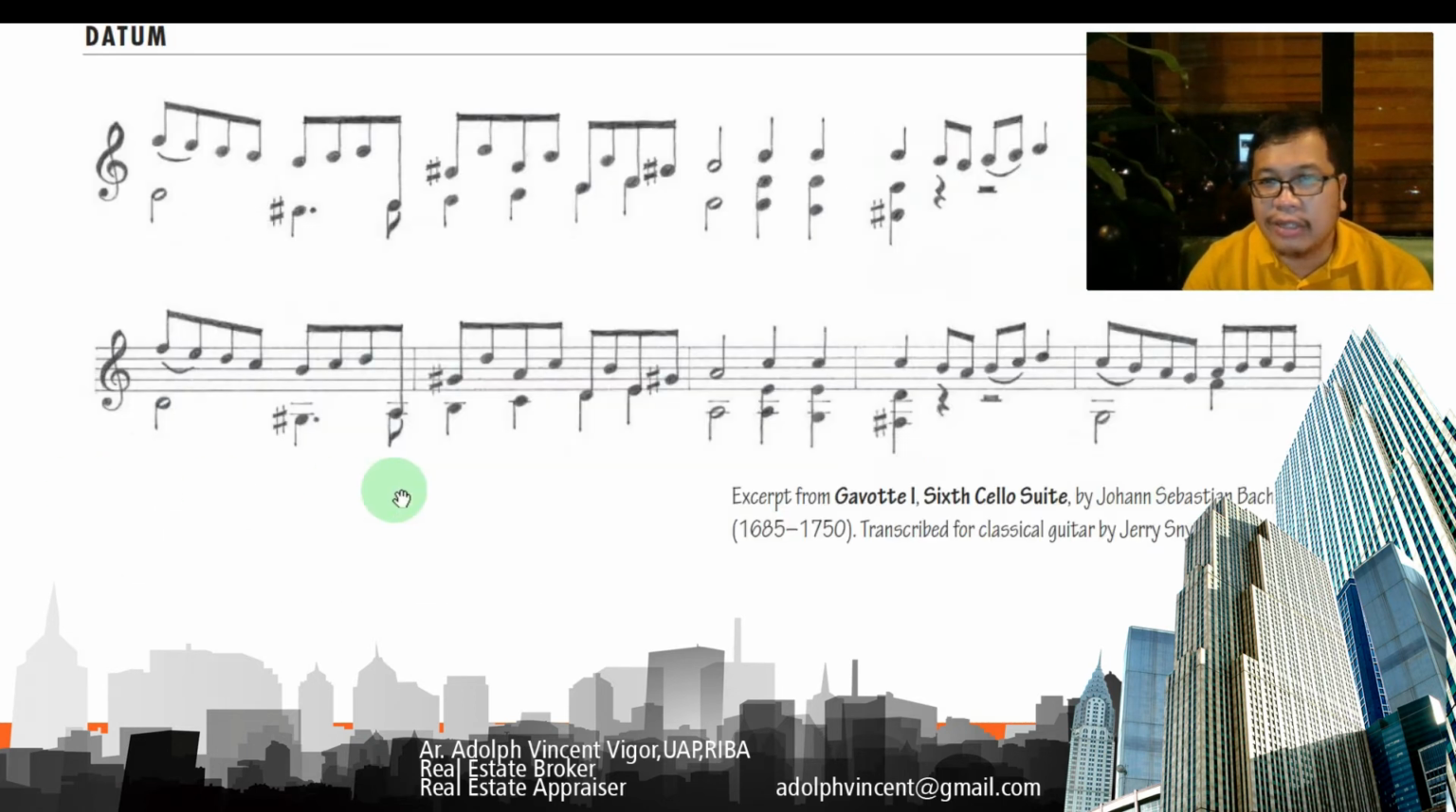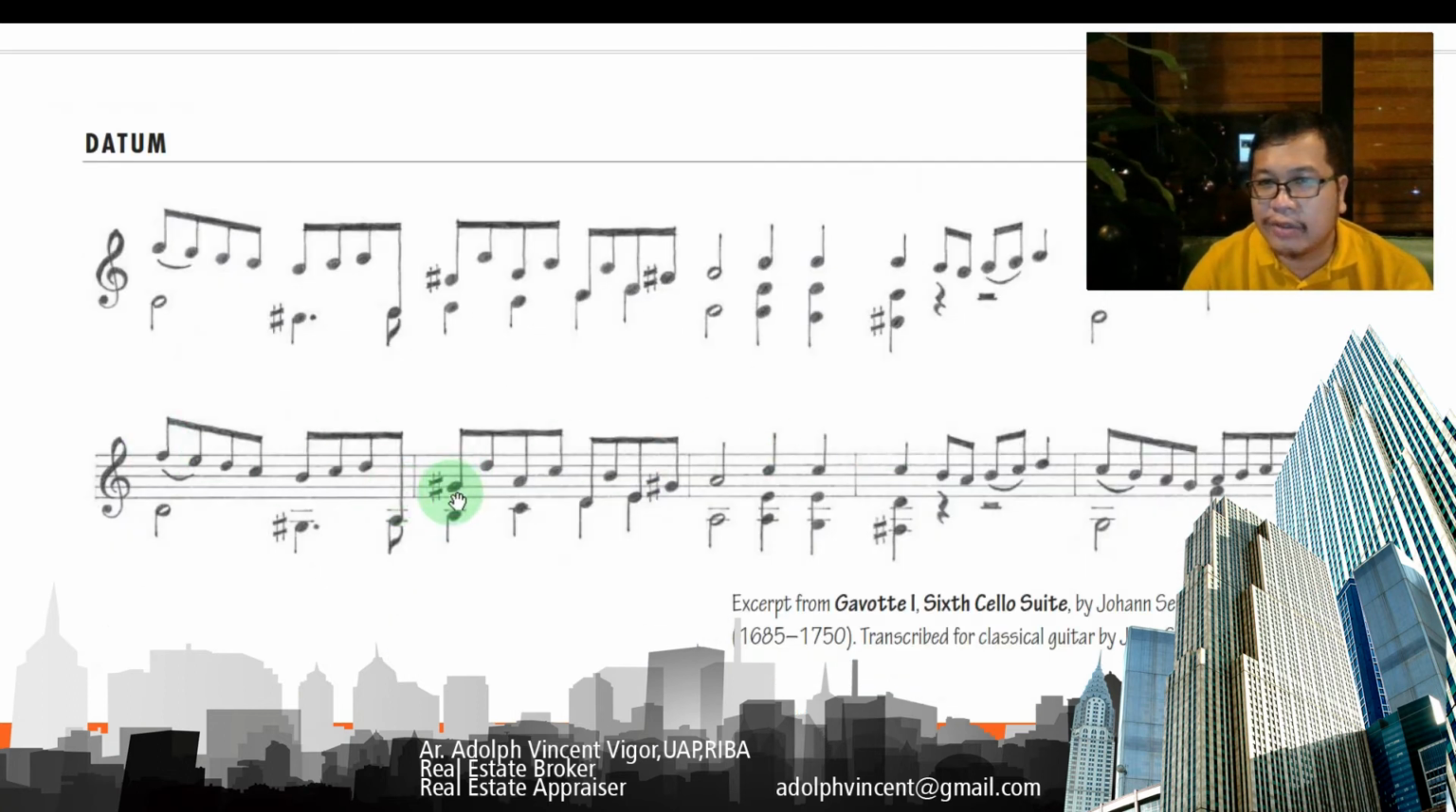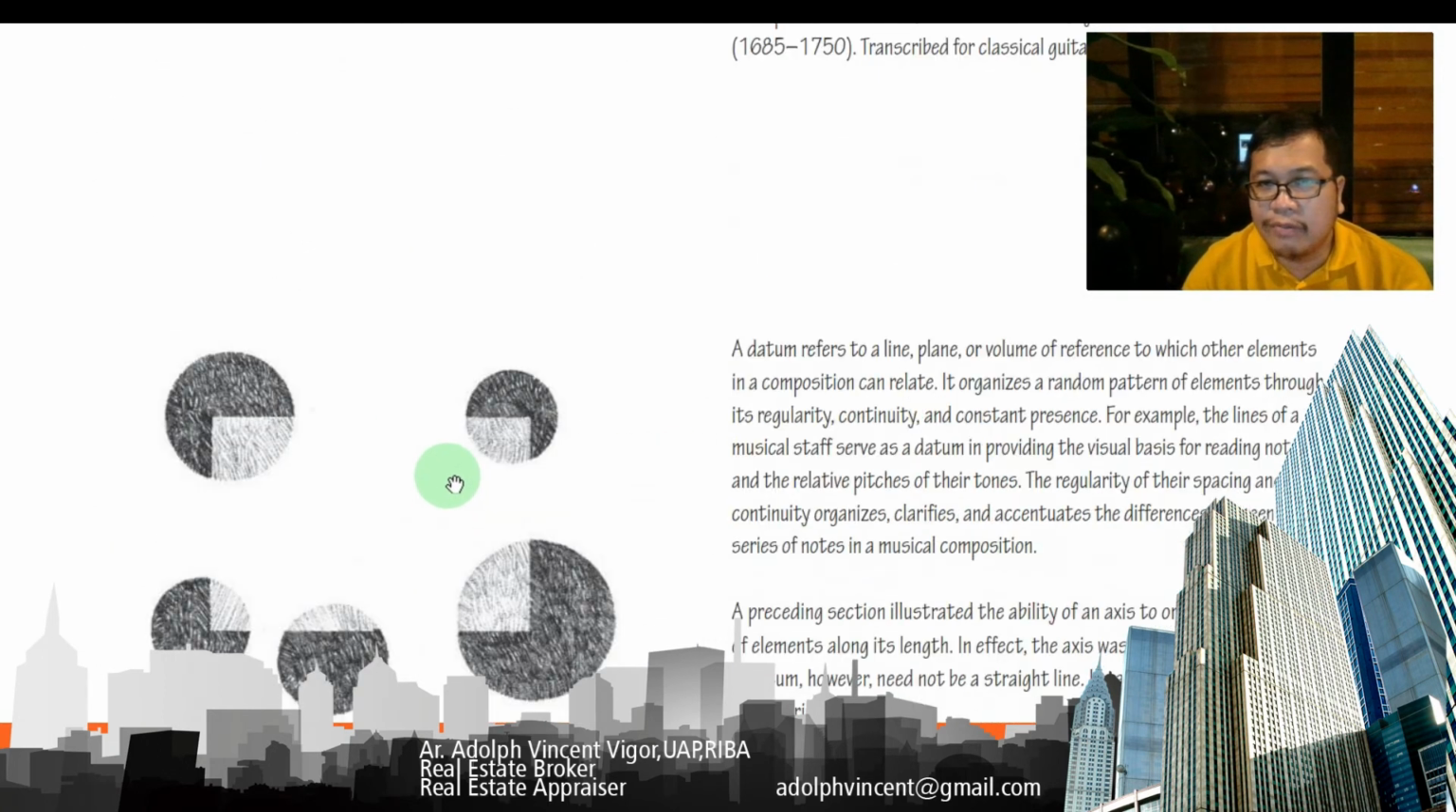And let's look at datum. I think this is the example that is set as datum. A datum refers to a line or plane or volume of reference to which other elements in a composition can relate. It organizes a random pattern of elements through its regularity, continuity, and constant presence. For example, the lines of a musical staff serve as a datum in providing the visual basis for reading notes and the relative pitches of their tones.